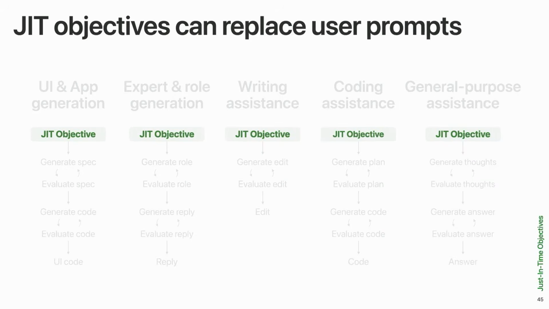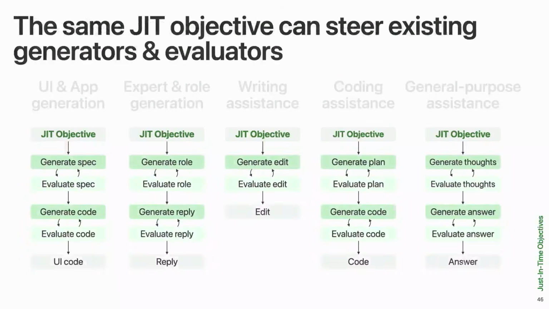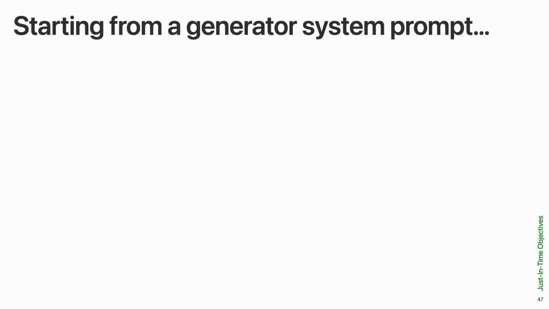Our JIT objectives can replace this first step by automatically inducing what a user needs rather than strictly requiring their prompt. And then once we have that, we can use this JIT objective to steer the existing generators and evaluators irrespective of what they were meant to generate. And this can be as simple as appending the JIT objective to existing generation and evaluation prompts that might already be internal to a system.